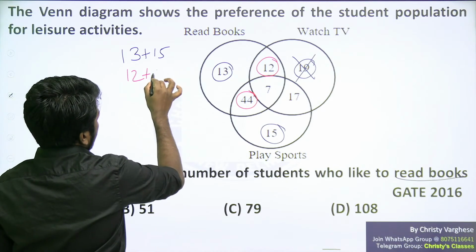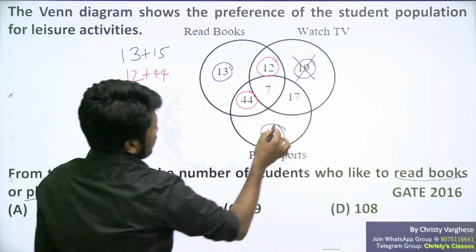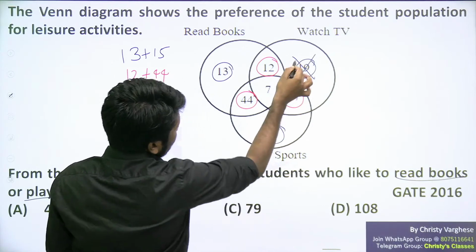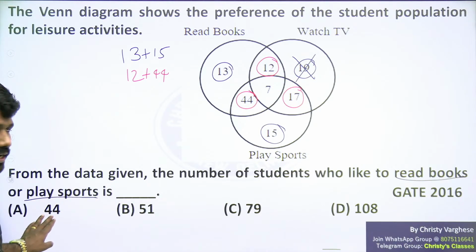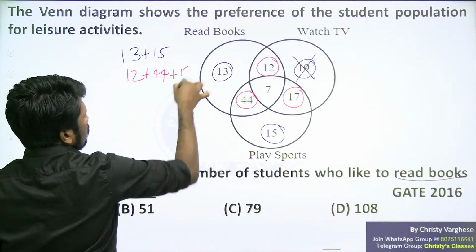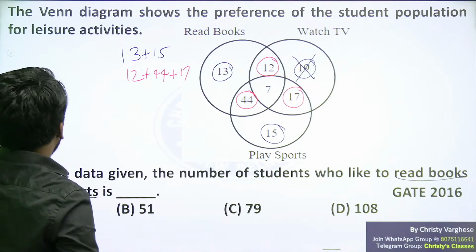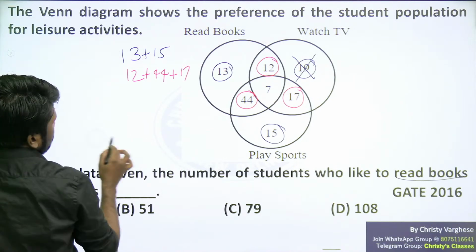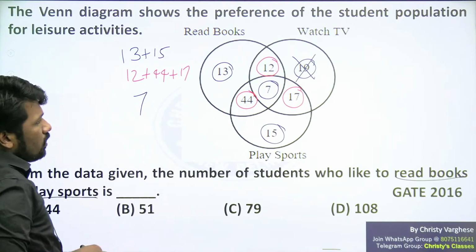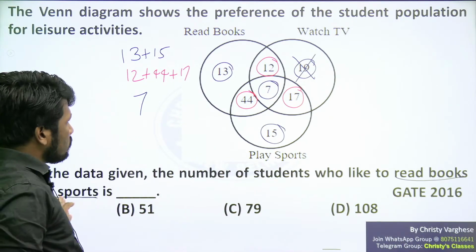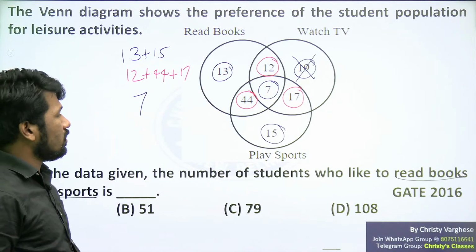They should be counted. What about this 17? They play sports and watch TV. They play sports. Due to that, they should be included. Whether they watch TV, that is not our concern. So that 17 also should be counted. Now the only thing remaining is all the 3 doing people, 7 people. Should they be counted? Obviously yes. Why they should be counted? Because they read books and play sports. Now they watch extra TV, that is not a problem.